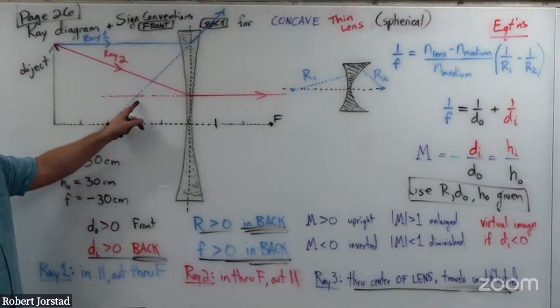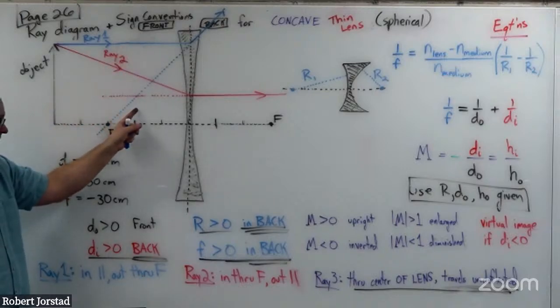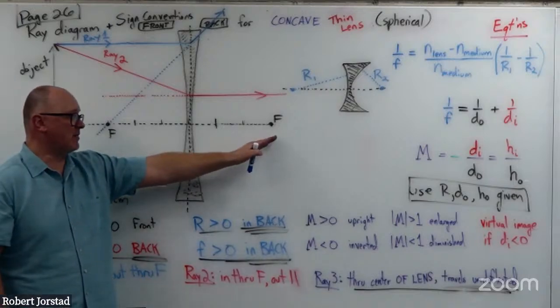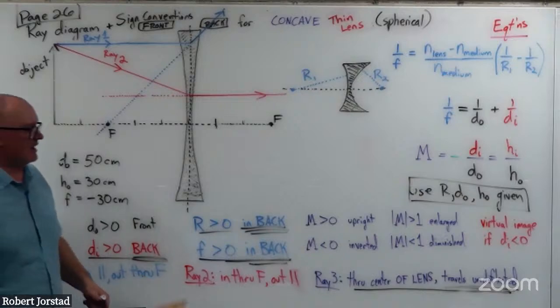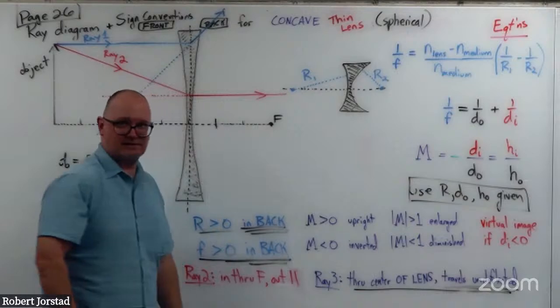This is a virtual image. The image is on the front side of the lens. The front side of the lens corresponds to a negative image distance. DI would be positive here. DI is negative on the front side. And then remember, you get a virtual image if the image distance is negative.